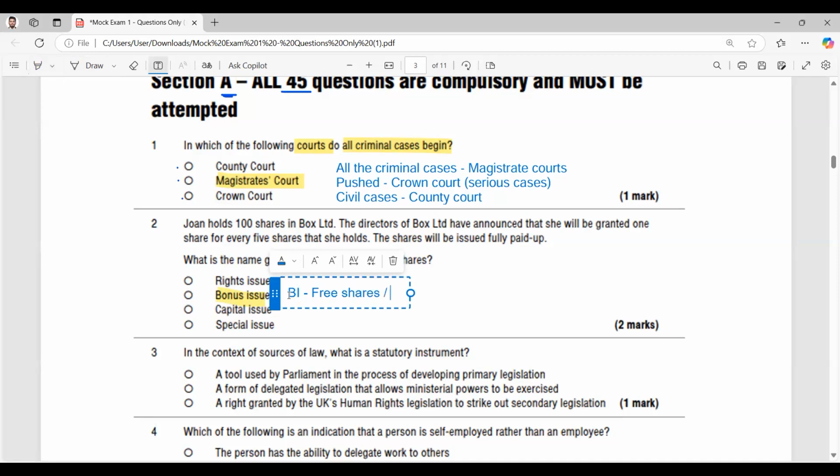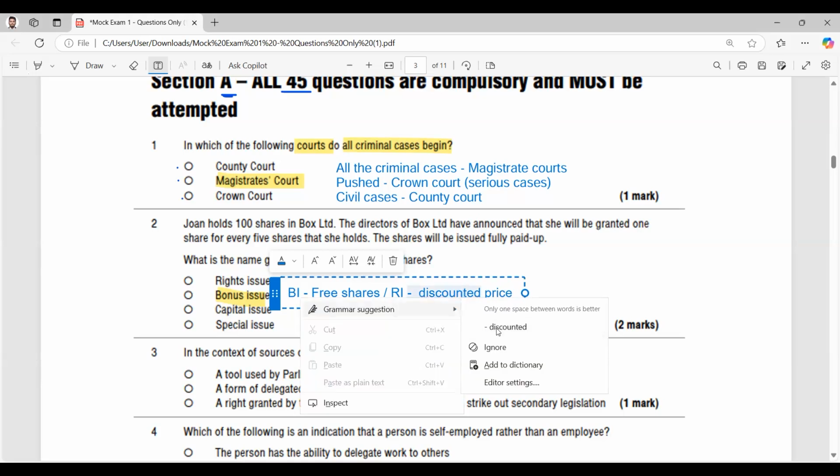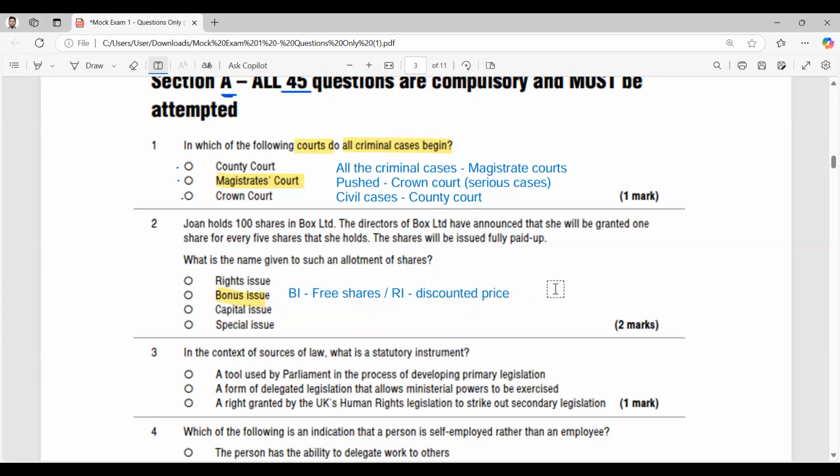So then what do you mean by a rights issue? A rights issue means you are giving shares at a discounted price, isn't it? So if I ask you a question, can you discount a share at its par value or its market value? At what price can you discount? Can I discount at par value?